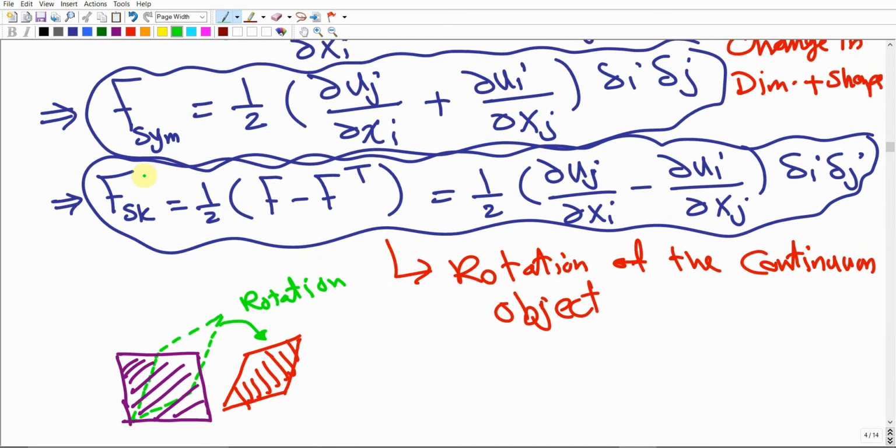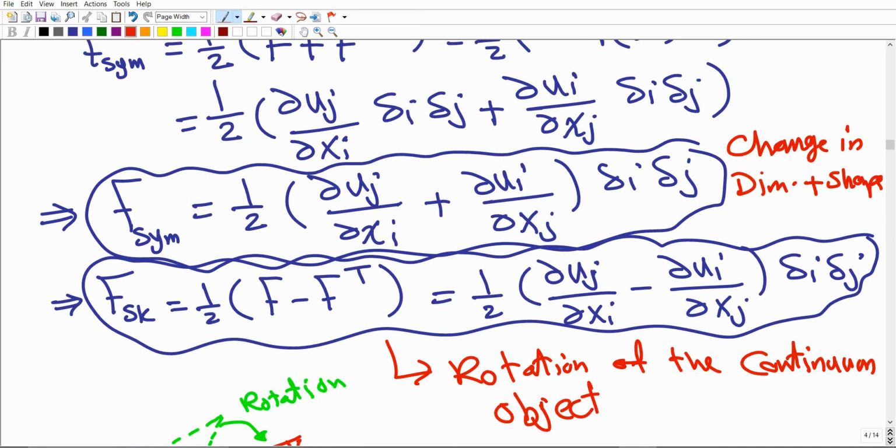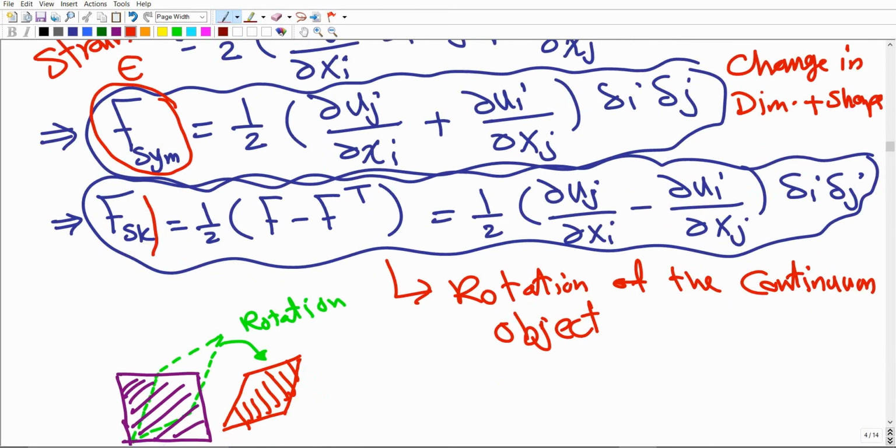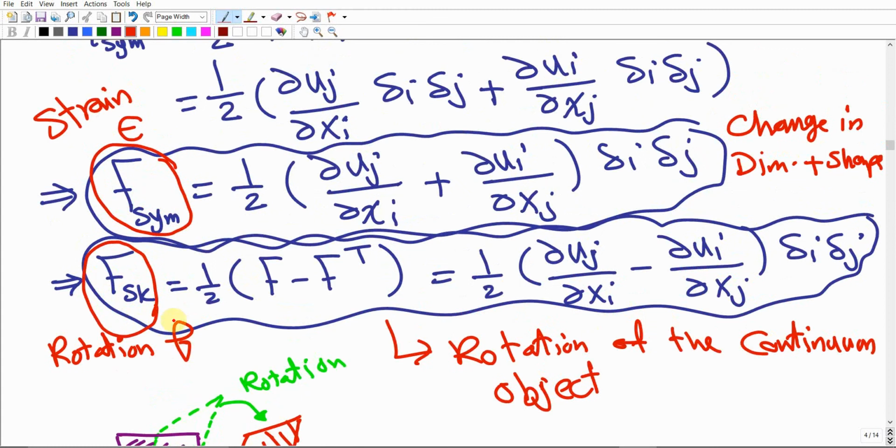Make sense? This symmetric tensor is commonly known as the strain tensor, which we're going to give the symbol epsilon. And the skew symmetric tensor is known as the rotation tensor, which we're going to give the symbol theta, indicating an angle. Theta is just an angle, an angle of rotation, because to describe rotation of an object, you just measure the angle of rotation, right? So it's just an angle, this theta.